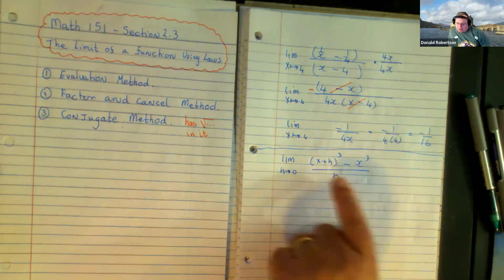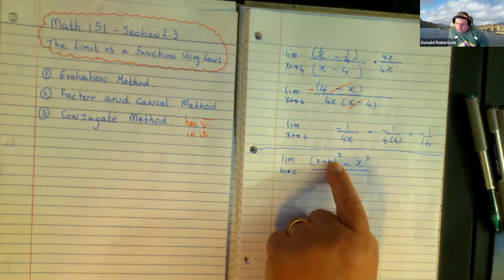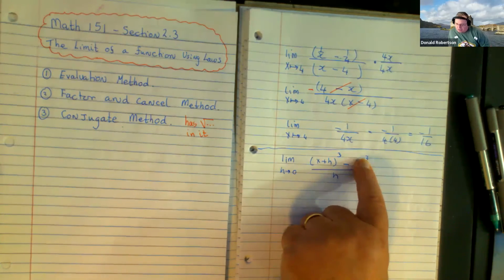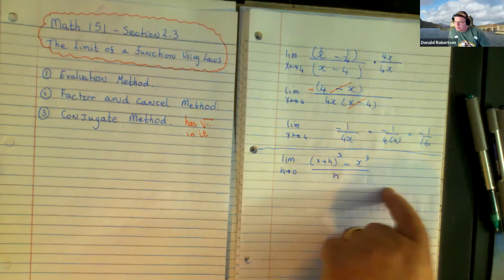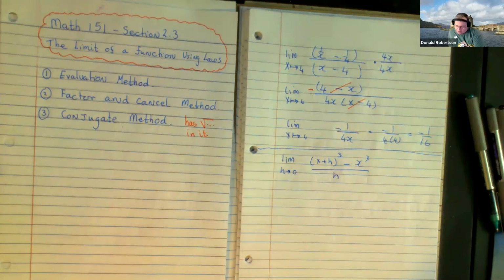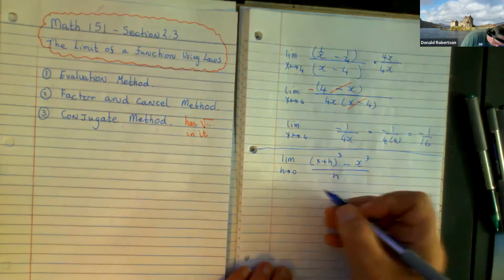And if I plug h equals 0 into here, this becomes x cubed, take away x cubed, which is 0. And this also becomes 0. So I've got indeterminate form. So I can't evaluate it. So I have to figure out what to do.